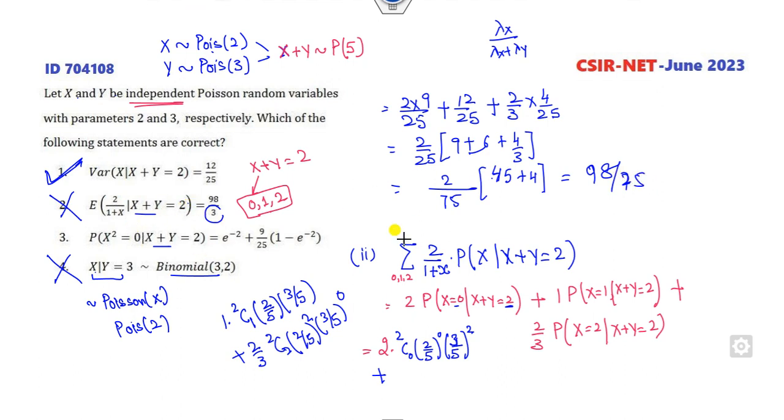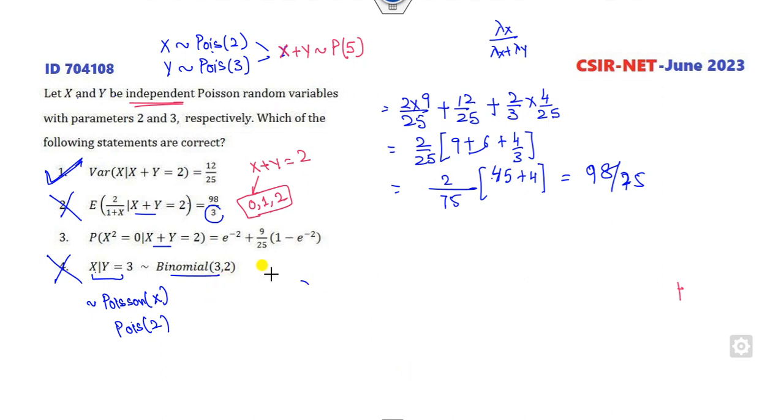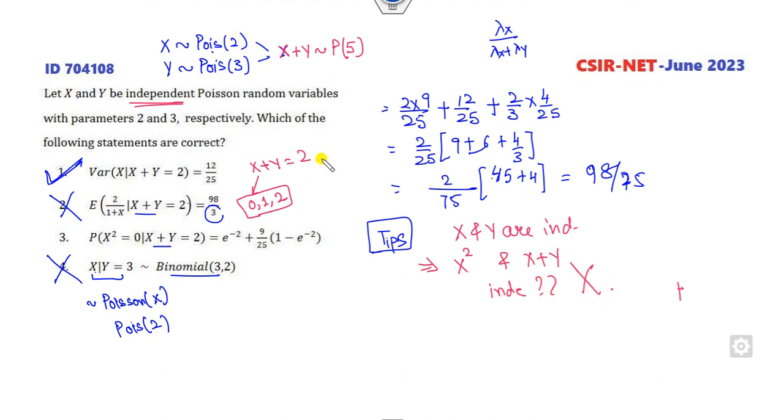Now look at the last option. How can you think about the last option? Here is the first tip for you. Given that x and y are independent, but the question suggests x square and x plus y. Are they independent? They are not. So you can't say that x square is x. You can't say that this implies x is equal to 0 given x plus y is equal to 2, and then apply the binomial, because x square is not independent of x plus y.